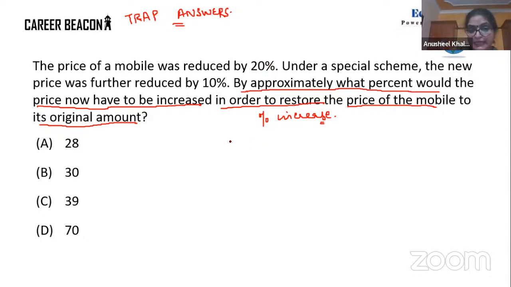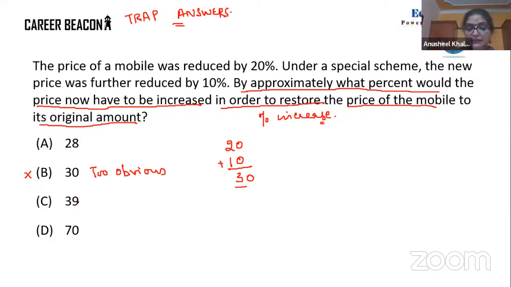Now the question says the price was first reduced by 20% and then there was another decrease in the price by 10%, right? So if you simply add these two numbers, you end up with the value 30. So 30 is the obvious answer. A student might say, okay, there was a reduction of 30, so 30 needs to be increased, right? But this is actually a wrong answer. We'll see how. I'll show the explanation, the solution to this question as well.